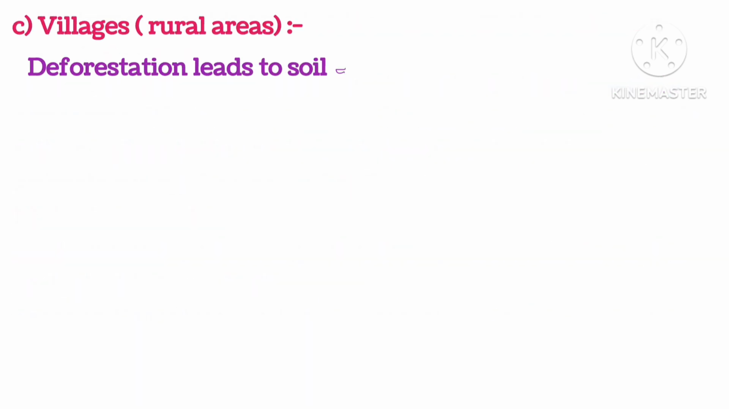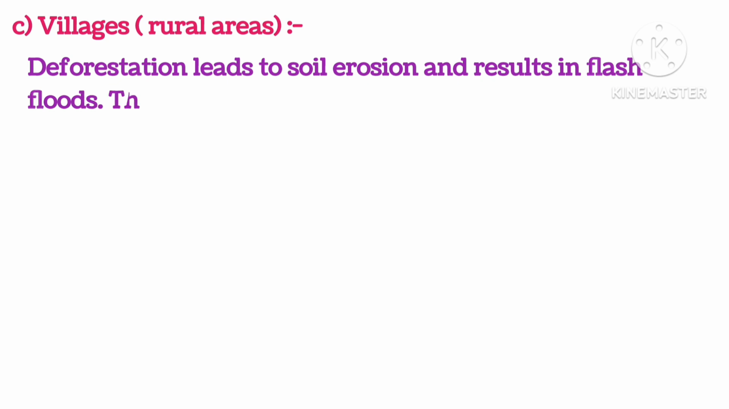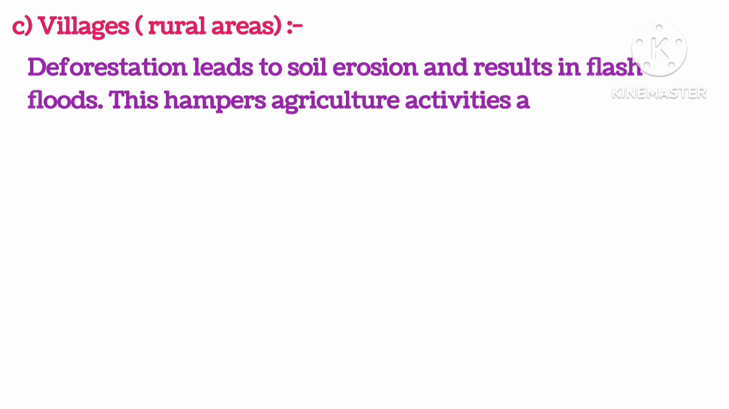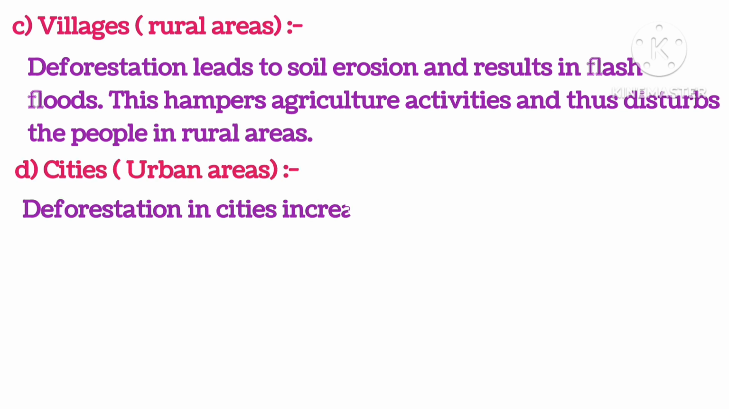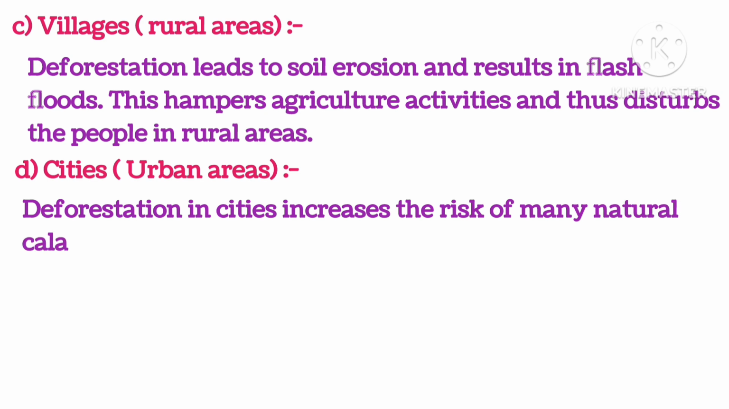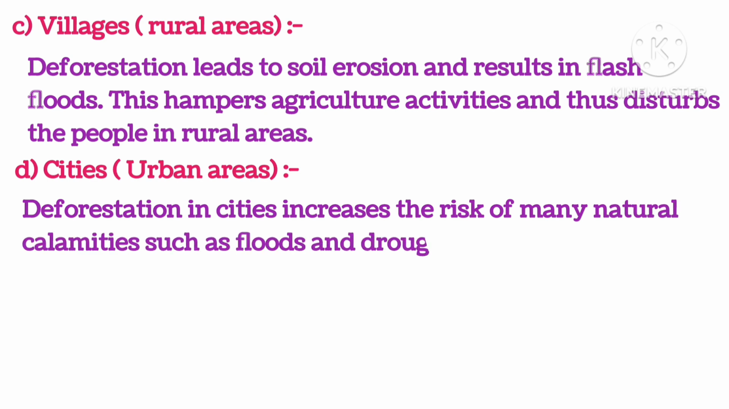Villages. Deforestation leads to soil erosion and results in flash floods. This hampers agricultural activities and thus disturbs the people in rural areas. Cities. Deforestation in cities increases the risk of many natural calamities like floods and droughts.